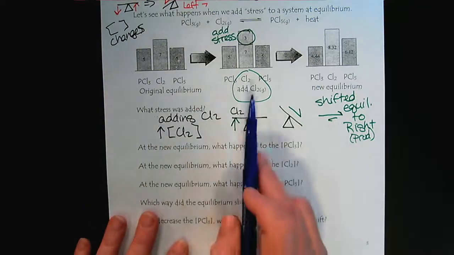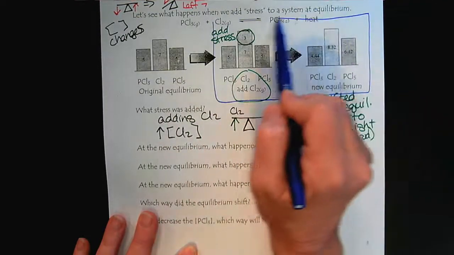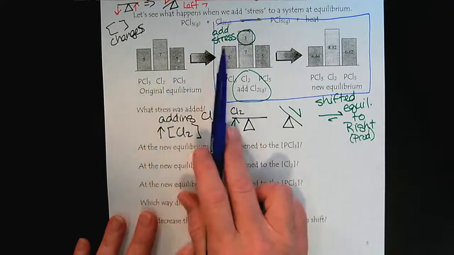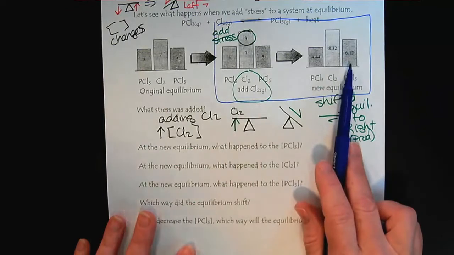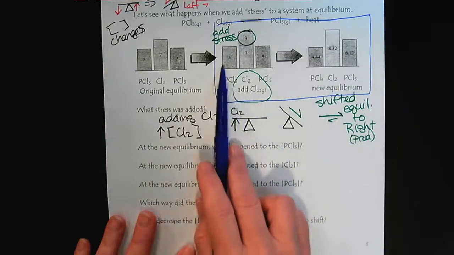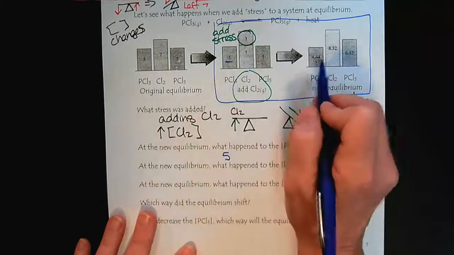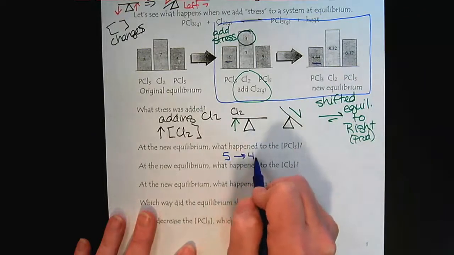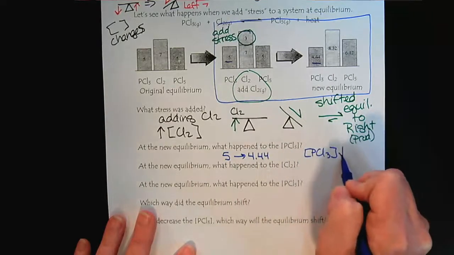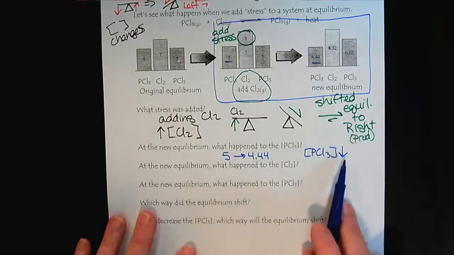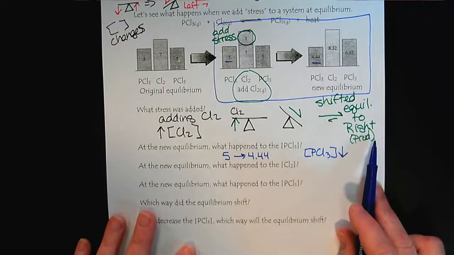All right, so here was our original. Once we added the stress, we are here. So we were at equilibrium, we added stress, so now we have our new conditions, and then we let the system achieve equilibrium. If we look at the concentration of the phosphorus trichloride, we see it started at 5, and then it decreased to 4.4. So the concentration of the phosphorus trichloride decreased. And that makes sense. We have less reactants now because our equilibrium favors the formation of products.